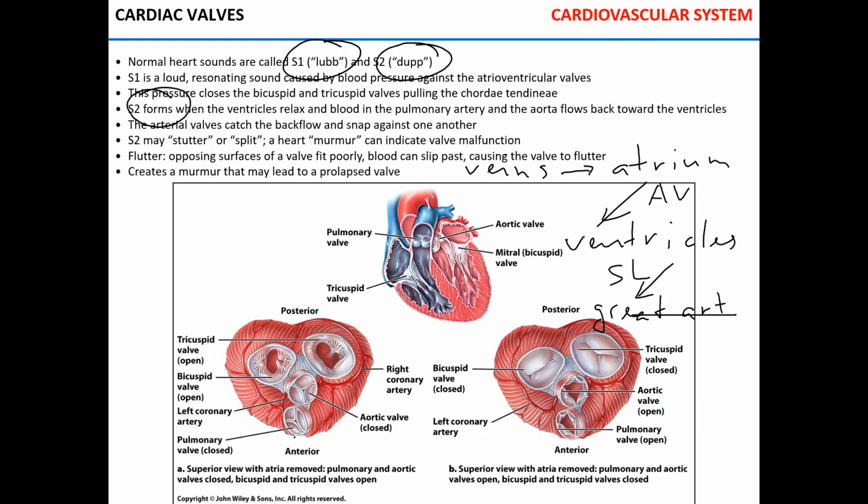Sometimes valves, mostly pulmonary and aortic valves, can murmur, can stutter. That murmur, that sound, can be listened to by the physician using the stethoscope. Usually it is the result of the poor fitting of the surfaces of the valves, so blood can slip past the valve. The heart will have to work harder, and murmur is the sign of either a dysfunctional valve or prolapsed valve.